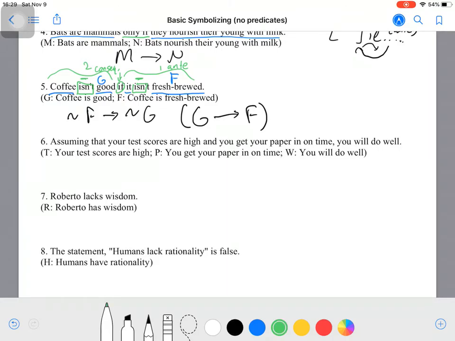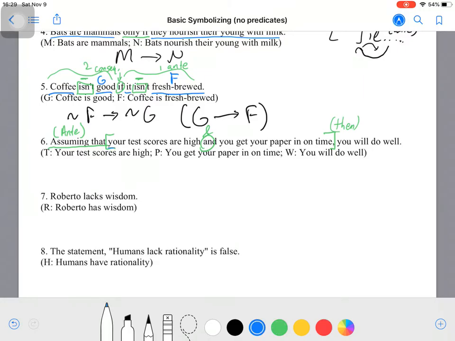Going on to 6, we see something that's a little bit odd. So we see an "assuming that." Assuming that means that we're talking about the antecedent, something that's going to lead to something else. We also see that we have an "and." So assuming that your test scores are high and you get your paper in on time, so both of these things are going to be anded together, then it is implied you will do well. And we don't have any negations here.